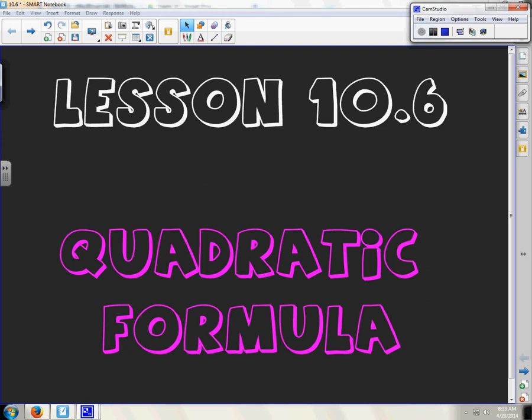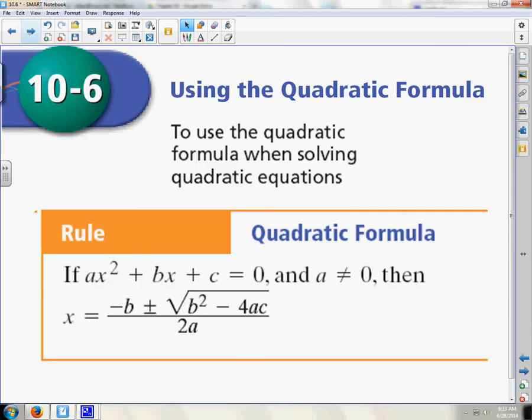Hello mathematicians, this is lesson 10.6, the quadratic formula. For this lesson you will need a calculator, so make sure you have that.